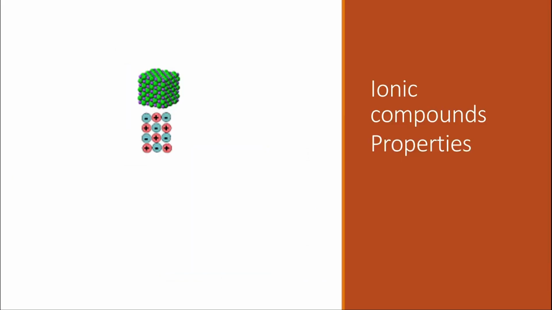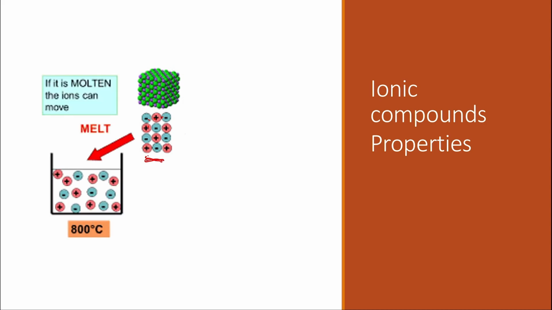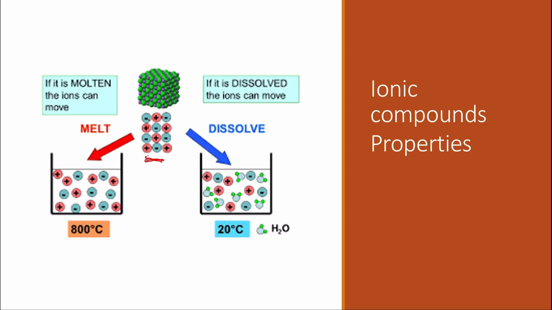So the properties of the ionic compounds: first of all, they have a very high melting point. This is because as a solid, the ions are closely packed, and there's a very strong electrostatic interaction between the ions. When they are solid, they cannot conduct electricity because the ions are fixed in their place. They cannot move to carry the electric current. However, when molten, the ions can now move, so they can conduct electricity. Also, if you dissolve the ionic compound in water, you will have separate positively and negatively charged ions, and then they can also conduct electricity.